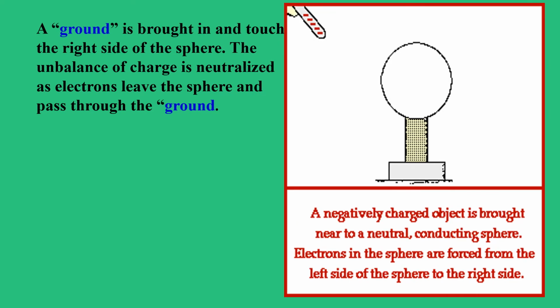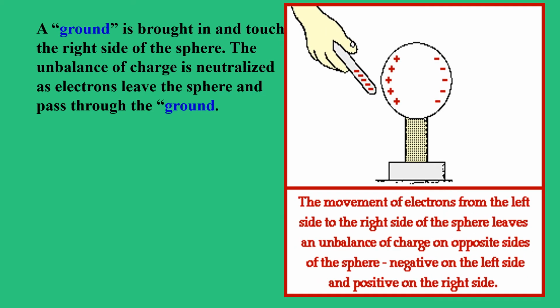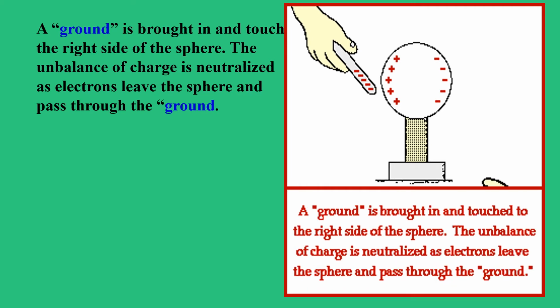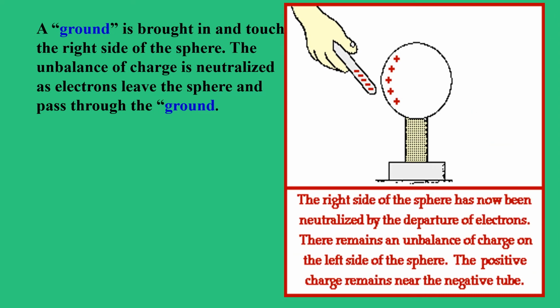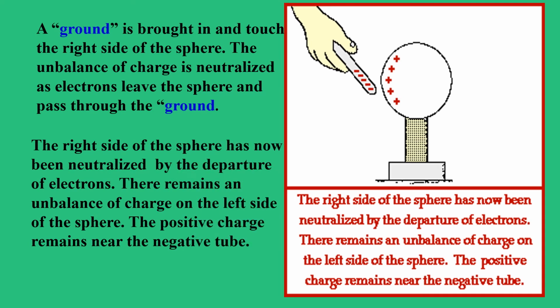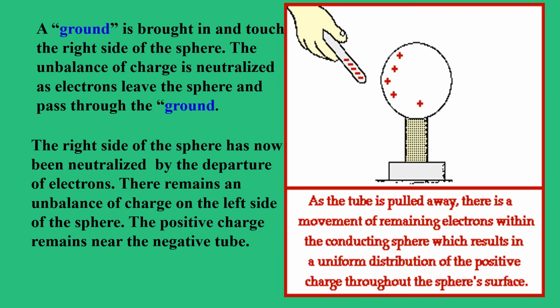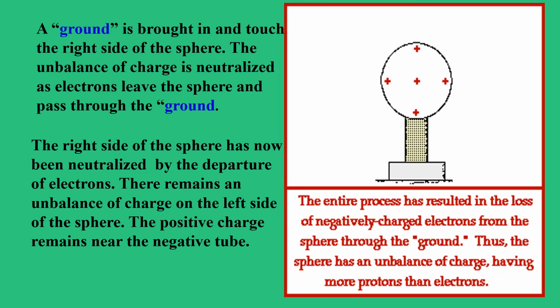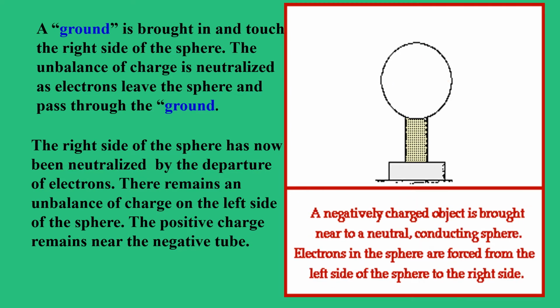A ground is brought in and touches the right side of the sphere. The unbalance of charge is neutralized as electrons leave the sphere and pass through the ground. The right side of the sphere has now been neutralized by the departure of electrons. There remains an unbalance of charge on the left side of the sphere. The positive charge remains near the negative tube.